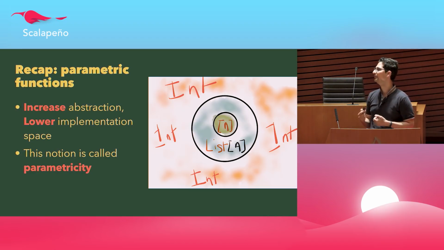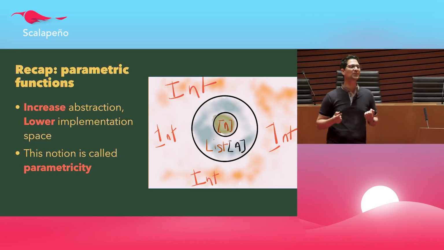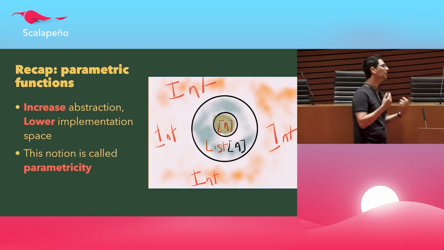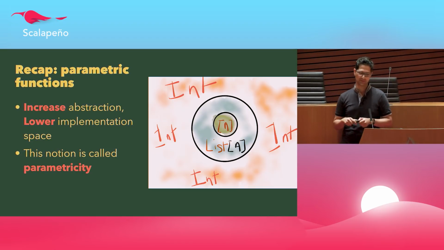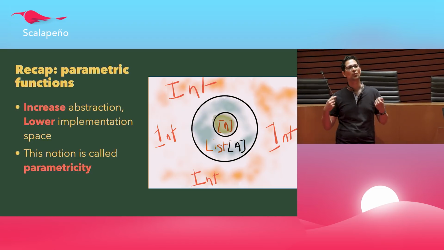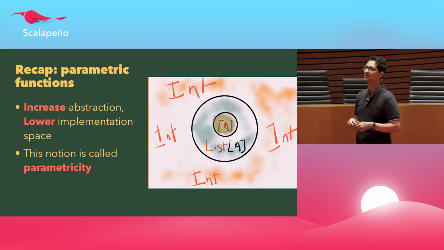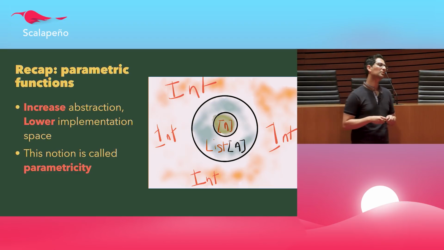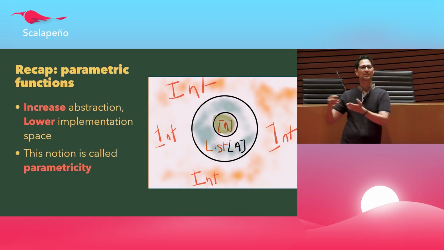So what does it mean, this thing? Well, this notion is called parametricity, and it's very interesting. Why is it important to you? Because when you use a parametric function, the more abstract it is, the fewer ways you have to implement it, the fewer possibilities for you to make a mistake, right? It's like giving you a blank page, and I give you 1 pen, or I give you 10 pens.